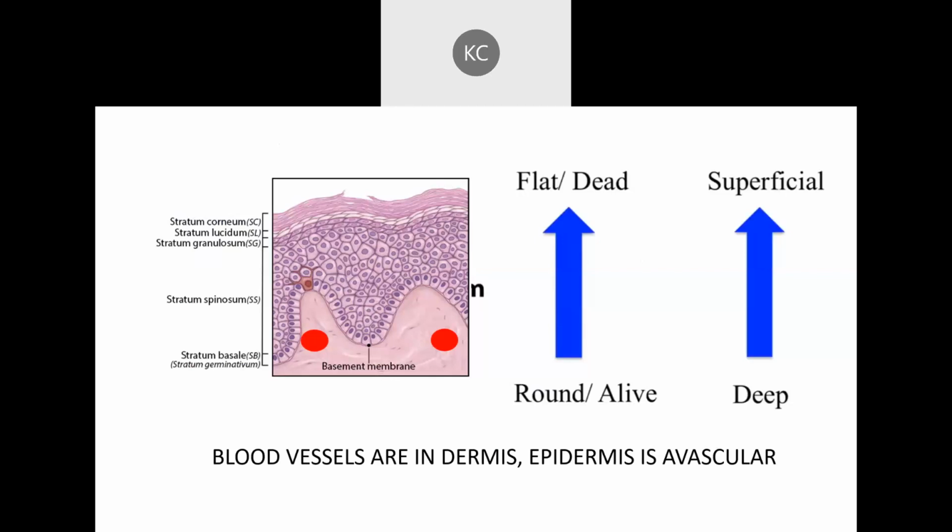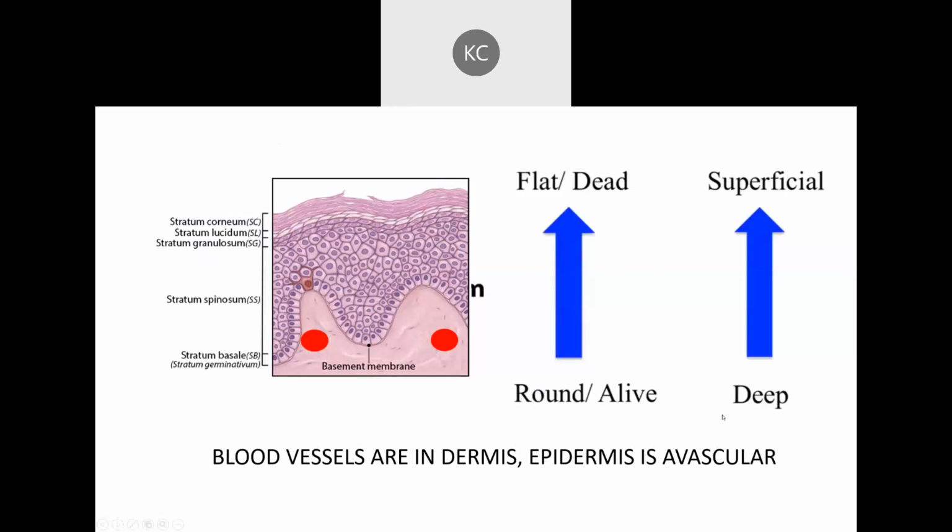So that's what we can see here on this right graph here. So we start off round and alive, and as we go up, we're flat and dead. So we're starting deep here. So this is closest to the dermis, right? So this is what we'll call the stratum basale, way down here. And then as we move up more superficially, closer to the external environment, we become more flat and dead. This is what's called our stratum corneum, okay? And we'll look at this, all right?